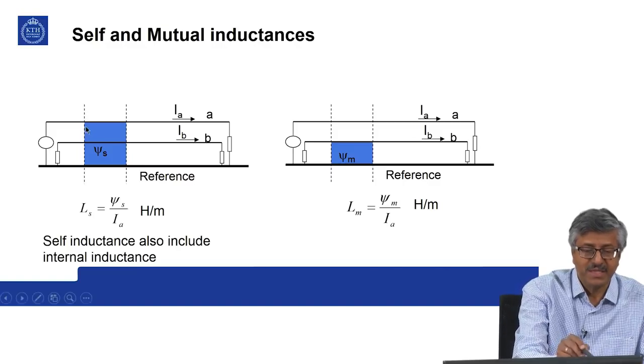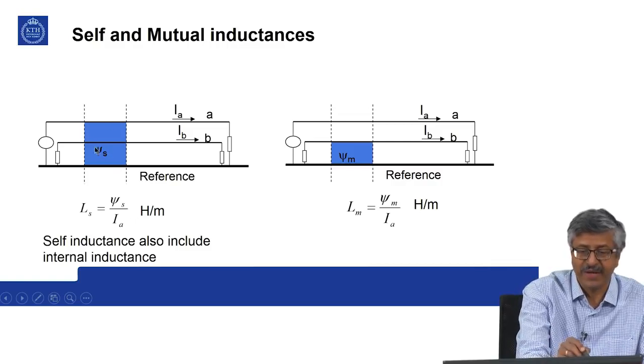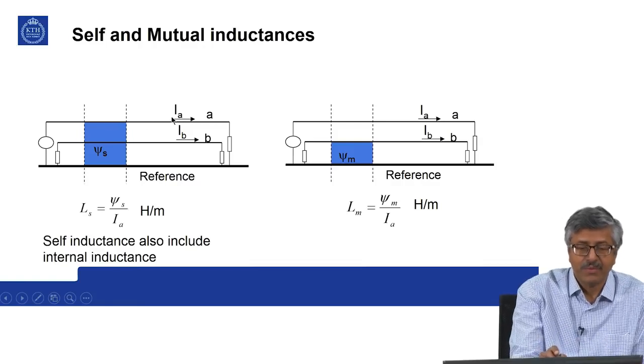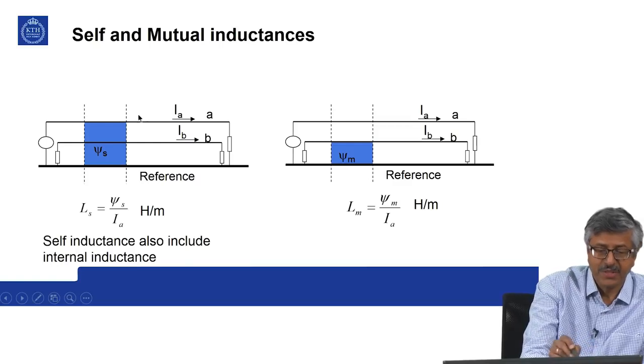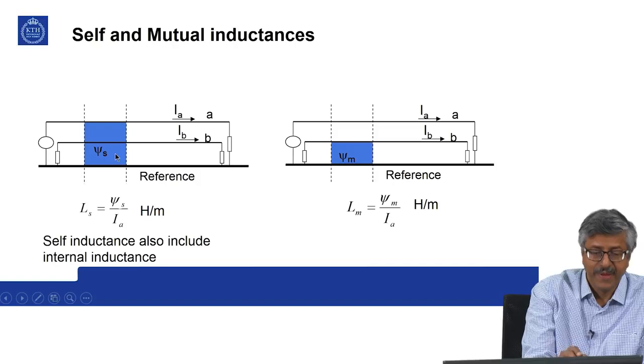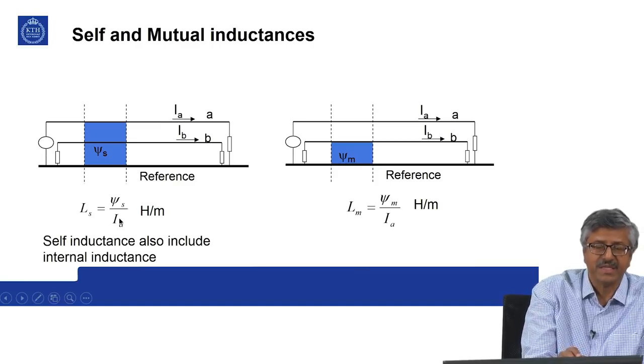Self inductance is defined like this. For example, you have some flux phi s that is marked over here, and you have a certain current I A here. So, you take these circuits A and reference here like this. You take all the flux set up by I A between these two wires per meter, and that flux divided by the current I A is defined as self inductance.